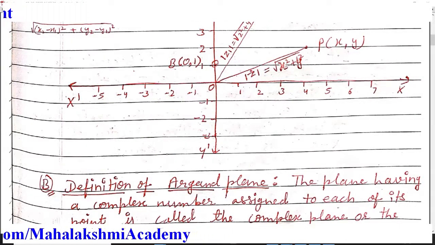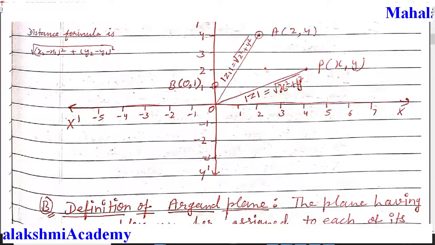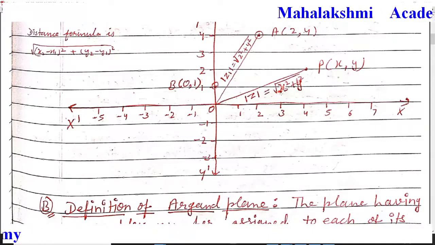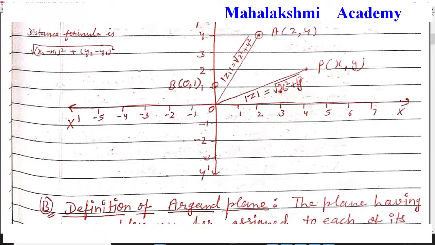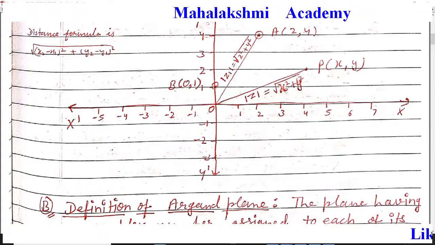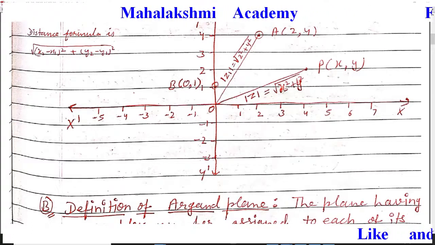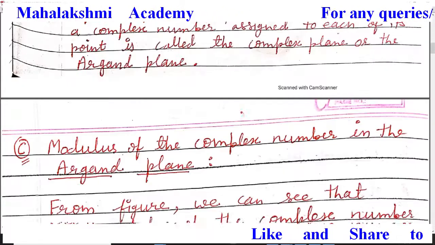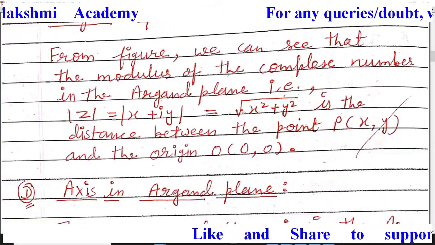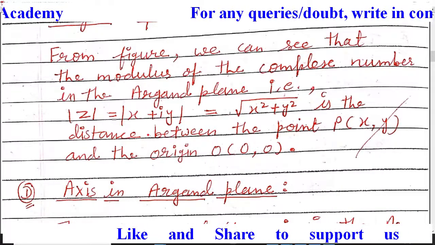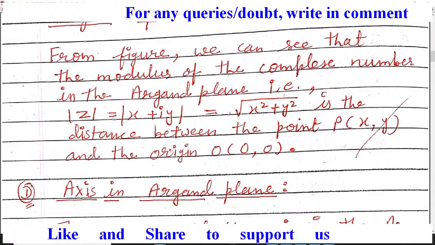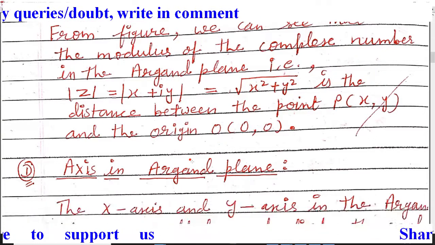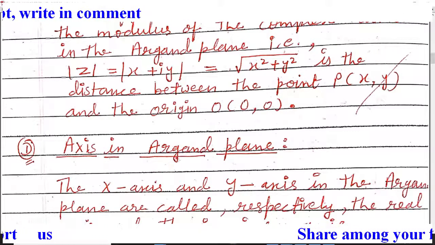If we have to calculate the OP distance, then we have to use the distance formula. By using the distance formula, when you put in the values, you are going to get the distance as root x square plus y square, and for a complex number, root x square plus y square is named the modulus. So in the Argand plane, the modulus of a complex number is the distance between the point and the origin. Now, axes in the Argand plane.